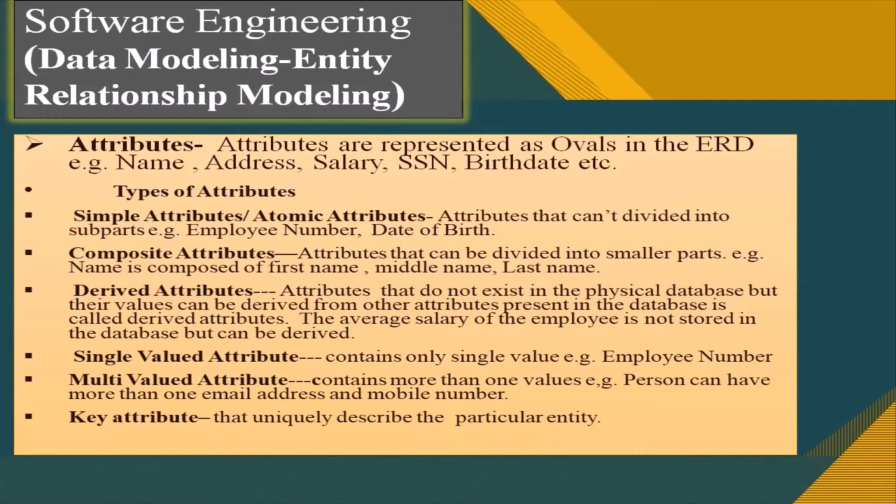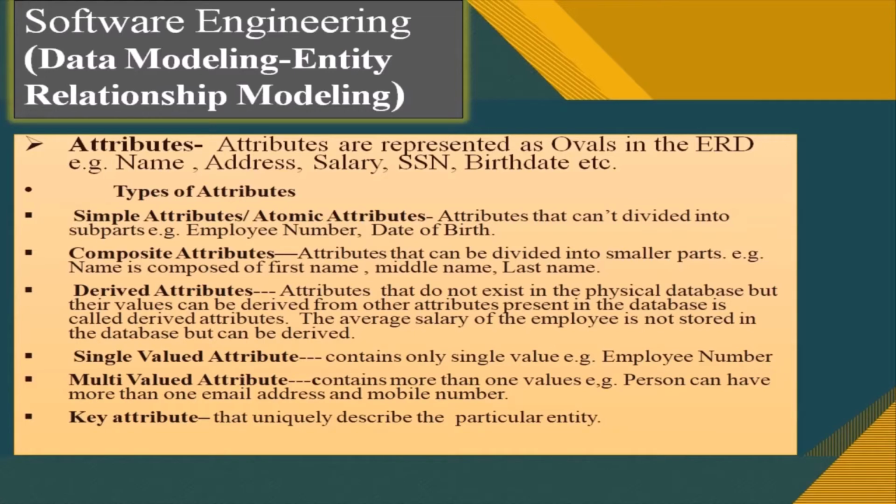Attributes. Attributes are represented as ovals in the ER diagram, for example, name, address, salary, social security number, date of birth, etc. There are different types of attributes. Simple attributes or atomic attributes are the attributes that cannot be divided into subparts, for example, date of birth.